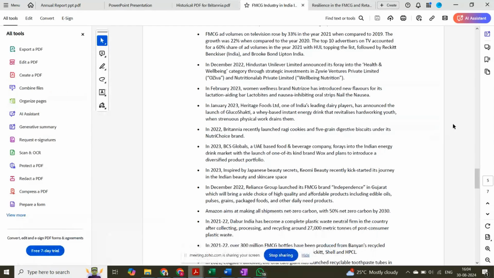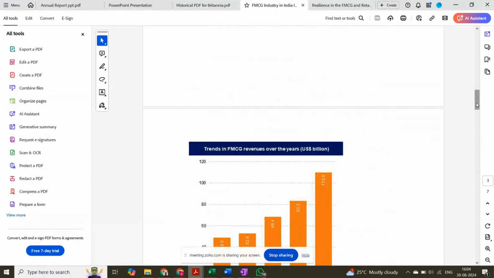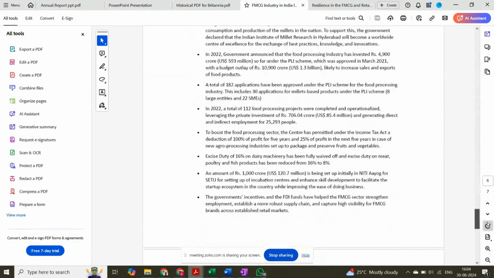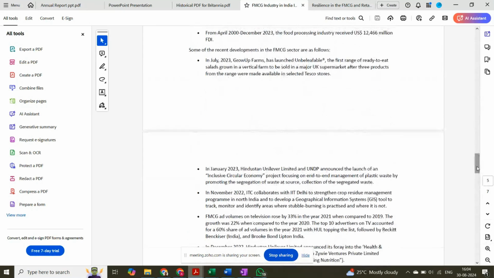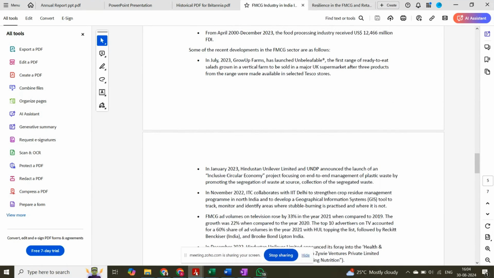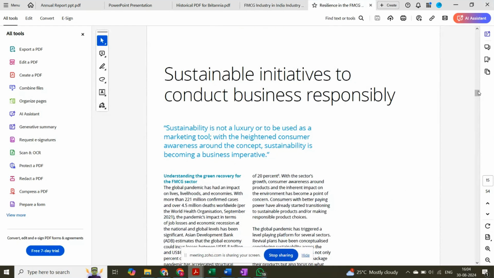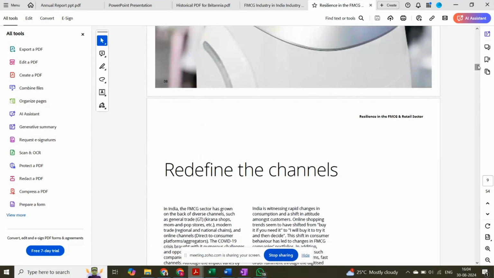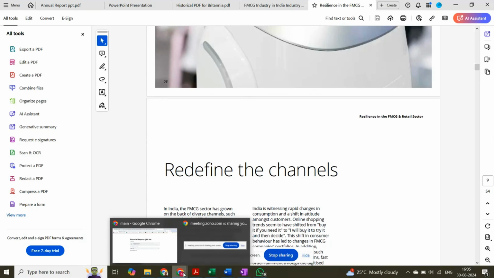And finally, there are two other documents. This is a white paper on the FMCG sector within India and what different companies are doing, what their development plans are, what initiatives the government of India is taking. So that's one document. And then there's a document shared by Deloitte, which contains information again on the FMCG sector within the Indian panorama. So with that being said, let us come back to our presentation.